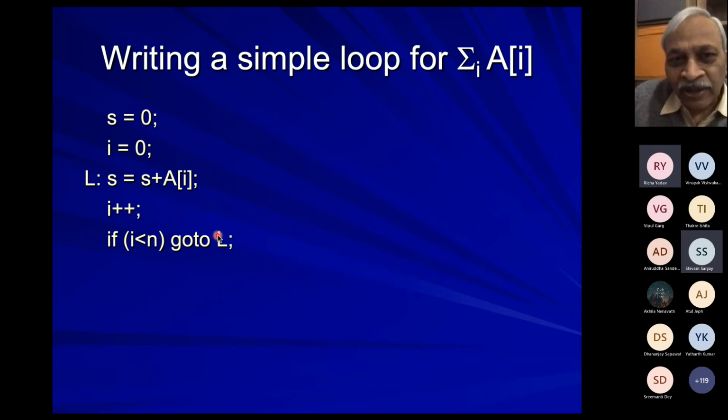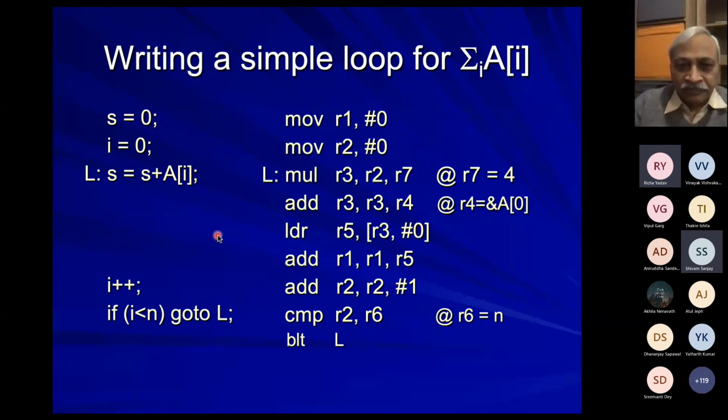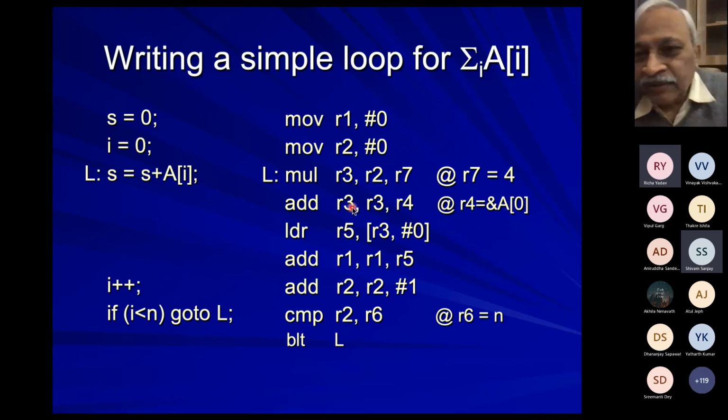Okay. Let's see now the corresponding assembly instructions. We are initializing R1, R2 to 0. These correspond to s and i. Okay. Then the address of a[i] is calculated by taking i, which is in R2, multiplying by R7, which contains 4, and you get the offset that is added to R4. Assume that R4 was the base. Okay, you get the address in R3. Then load a[i] into R5, which is a temporary location. Add that to the current sum, R1, and put that in R1.